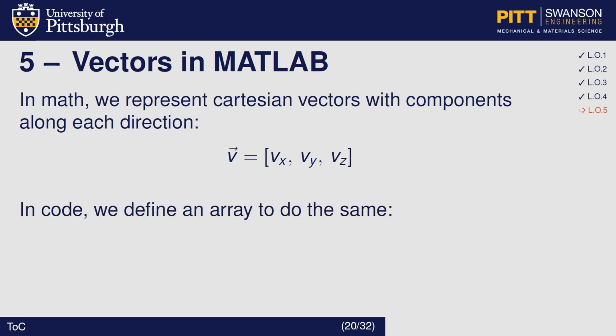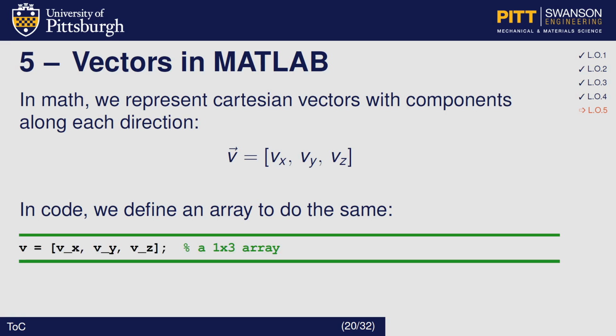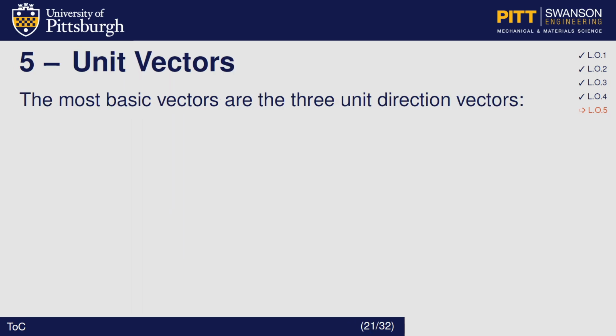In code, we define arrays to store the same information. Here we use square brackets as a wrapper and commas to separate each element in the row vector. Importantly, this vector is stored as a 1 by 3 array, which means that there is 1 row and 3 columns. The three most basic vectors are the three unit direction vectors. i hat represents the x-axis, j hat represents the y-axis, and k hat represents the z-axis.